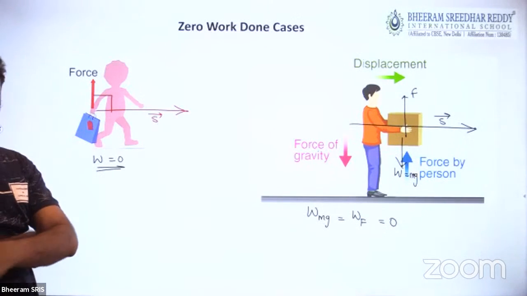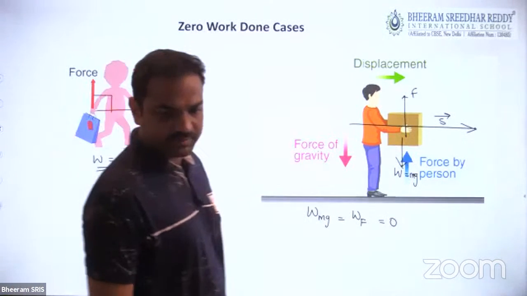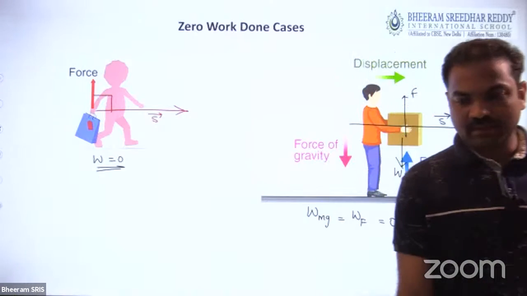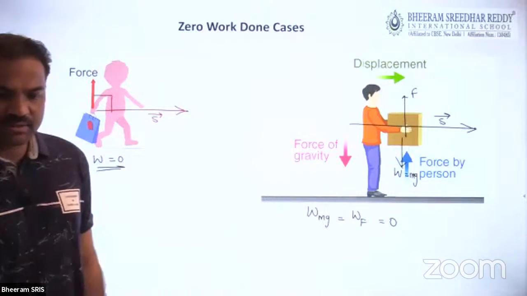Okay, finished. No need to write down, just try to understand because drawing will be tough. Whenever force and displacement are perpendicular to each other, then work done will be zero. That is the logic you need to understand.